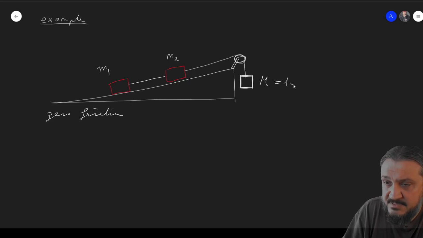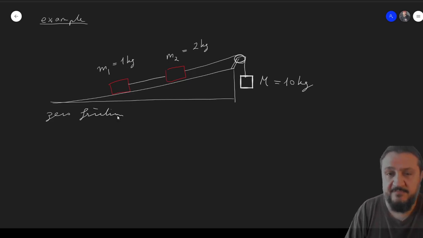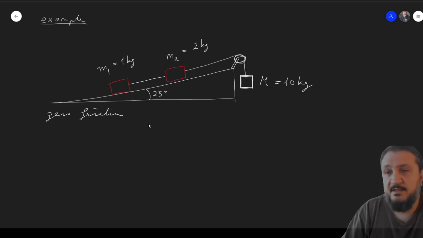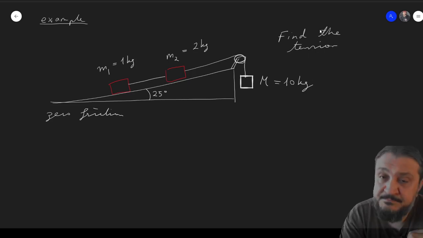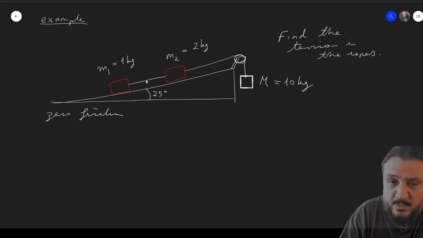But let's use numbers. This is 10 kilograms. M2 is 2 kilograms. And M1 is 1 kilogram, zero friction. What about the inclination here? 25 degrees, let's say. Okay, problem. Find the tension in the ropes. We have one here and one over there, and also find the acceleration.